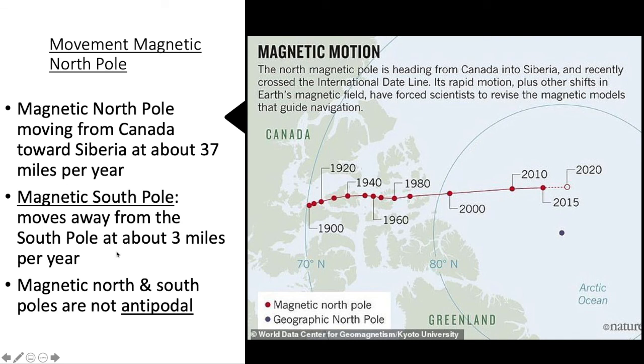When you think of antipodal, you would say you have a marker on one side of the sphere, and then on the complete opposite side of the sphere, you're going to have another marker. This is not the case with planet Earth and the magnetic sphere. The magnetic North Pole is not always going to be completely antipodal to the magnetic South Pole. That's just something to keep in mind.